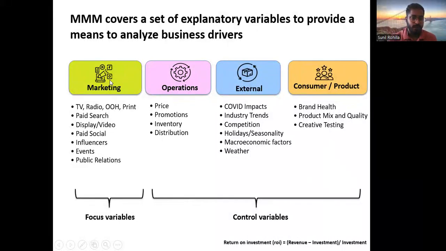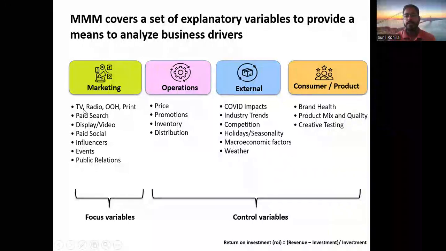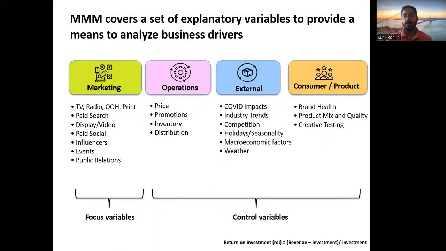So within marketing, there are various channels that a company can use. The first one is TV. As you already know, the company promotes their product on TV by advertising, likewise for radio. And the third one is OOH, which means out of home.